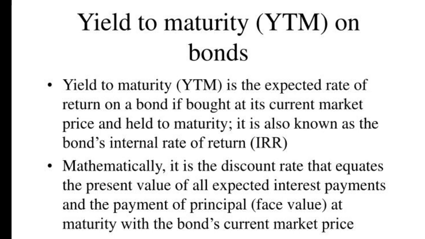Yield to maturity on a bond. Yield to maturity is the expected rate of return on a bond if bought at its current market price and held to maturity. It is also known as the bond's internal rate of return. Mathematically, it is the discount rate that equates the present value of all the expected interest payments and the payment of principal at maturity with the bond's current market price.